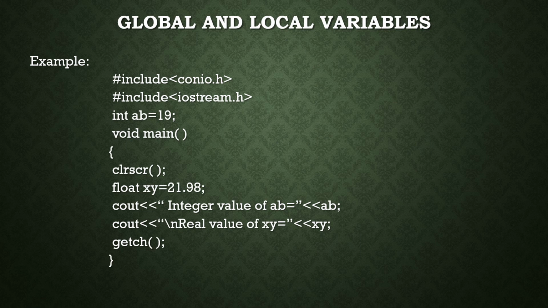So we can say that based on the scope of a variable we get two types of variables: one is global variables, one is local variables. I think your concept is clear. If you have any doubt, you ask me.